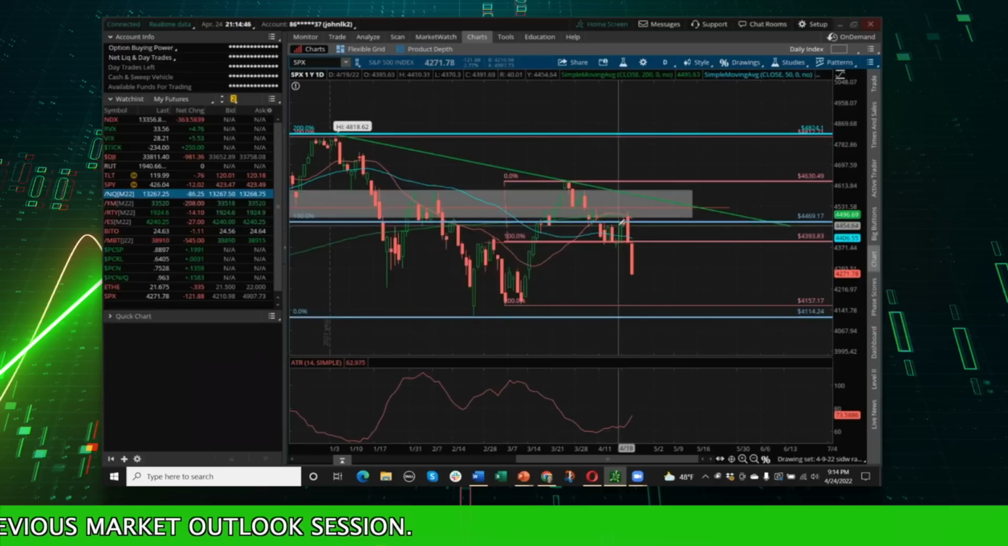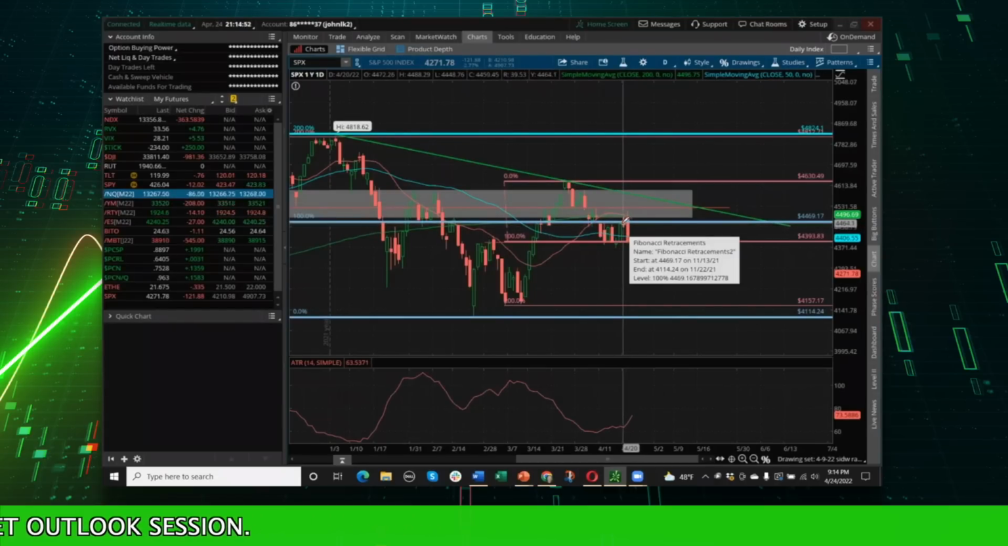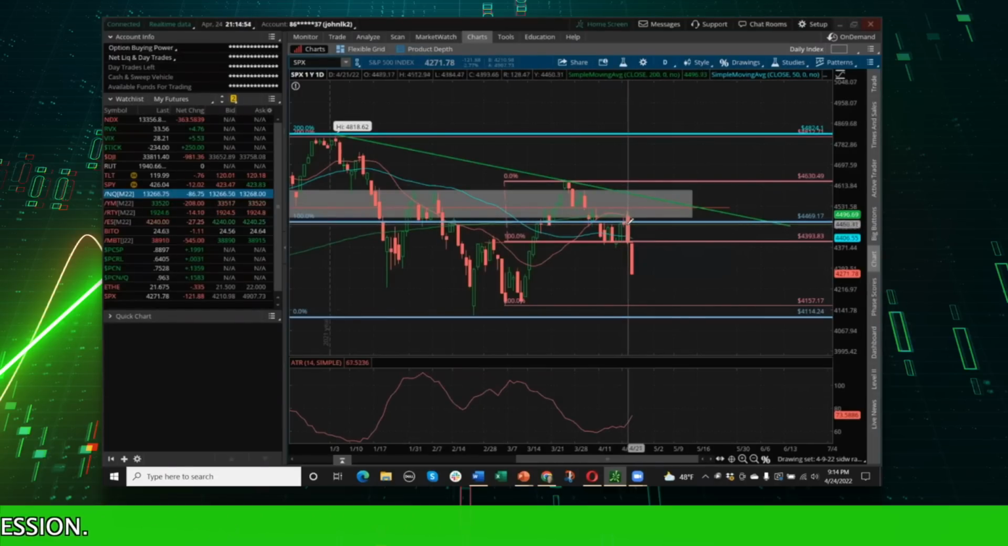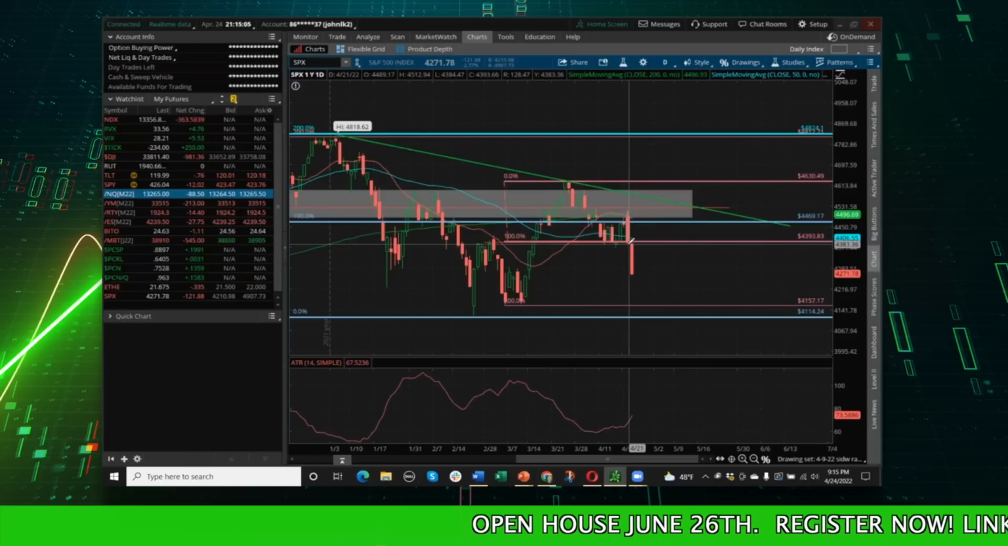But that doesn't change our opinion. This move on Wednesday doesn't change our opinion. This move on Thursday after the close certainly doesn't change our opinion. One of the things I want to do is take a look at this on the hourly and look at this in a bit of a different context.